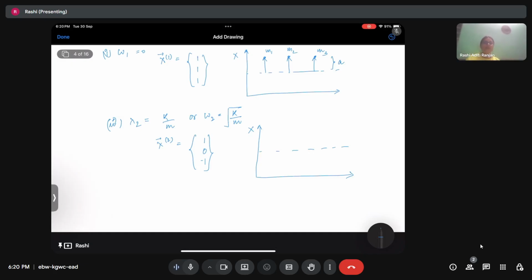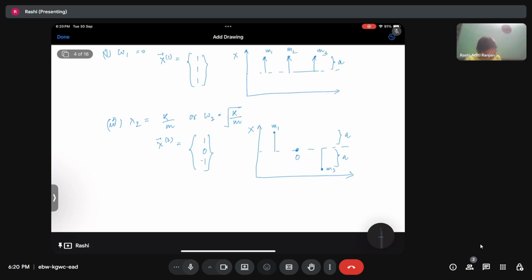Okay, only the first and third mass are going to show vibration, that too with a frequency of under root of k by m. So the mode shape is going to be something like a, 0, and... oh, sorry, it should be in the negative direction. This is also... so this is the second mode shape.